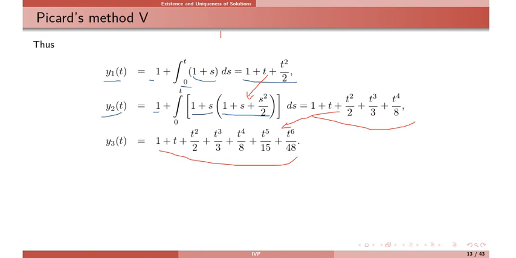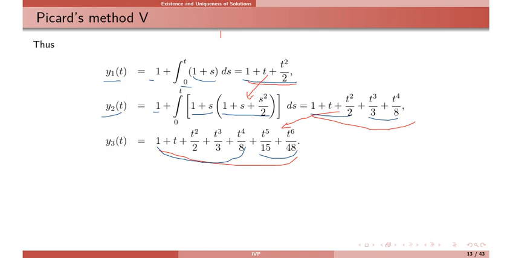Then the solution 1 plus t square, and then addition of this term. And then in the previous, addition of these two terms and so on. So what is Picard's method doing? This method captures term by term the series approximation of the solution.